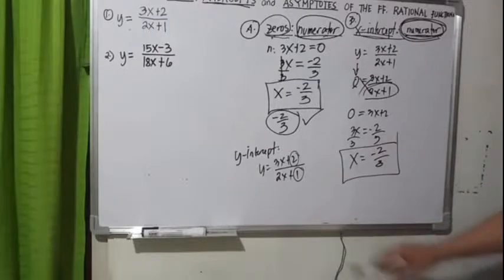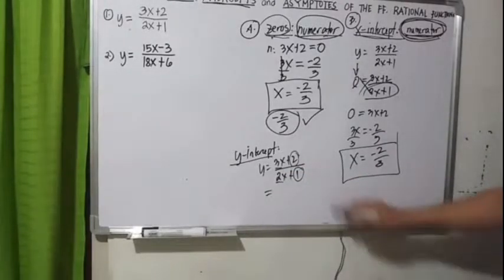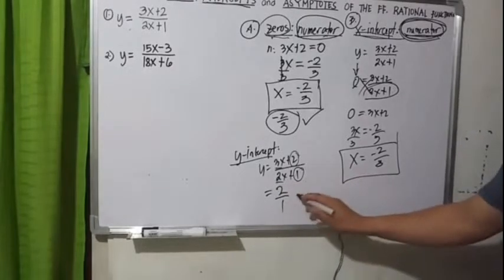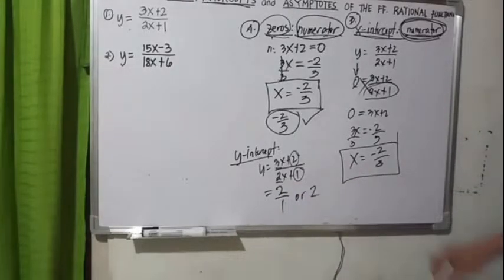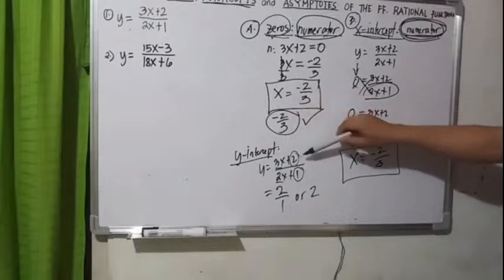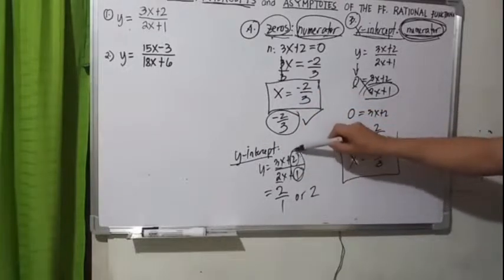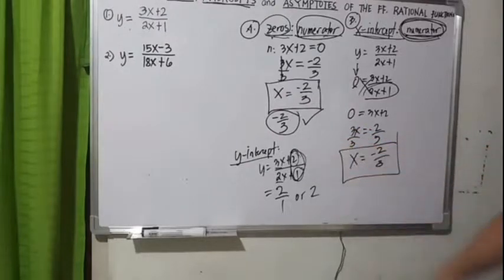Kasi magiging 0 na yung x. So, yung y-intercept is 2 over 1, or that is 2. Tandaan, pag y-intercept, that is the constant term of the numerator and denominator. Okay, very good. That is the constant term of the numerator and denominator. Okay, nakuha na.